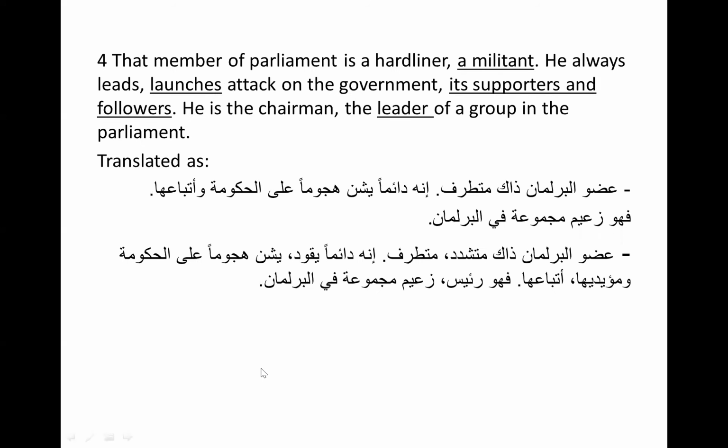The fourth example: that member of parliament is a hardliner, a militant. He always leads, launches attacks on the government, its supporters and followers. He is the chairman, the leader of the group in the parliament. In this text, redundancy functions as a self-correction. The speaker used the second words to correct himself. He feels that the second words are more appropriate in this context. In a translation, we can omit the first word and directly use the second words like this.